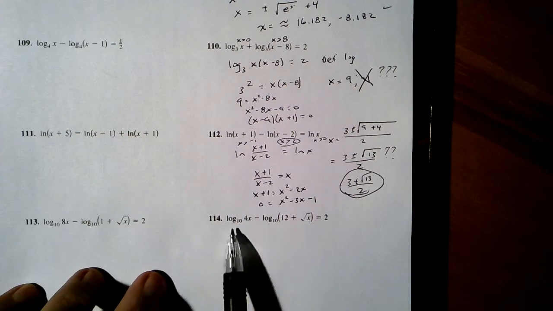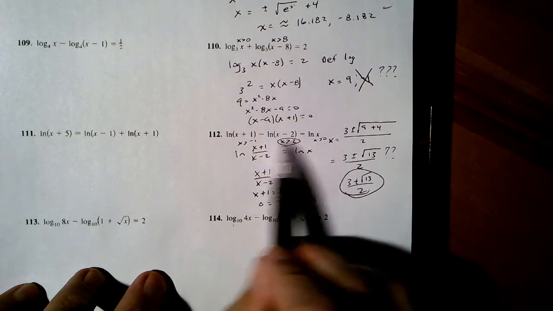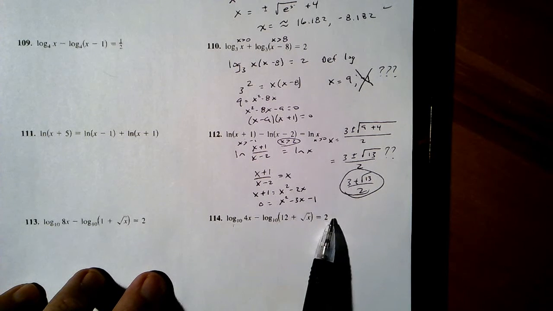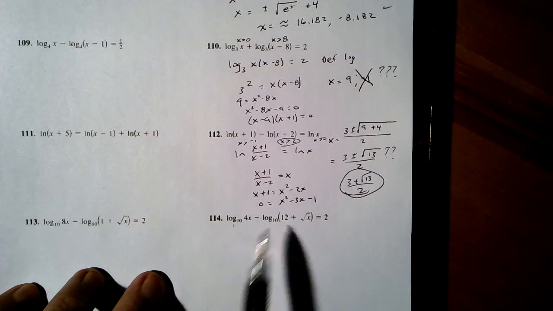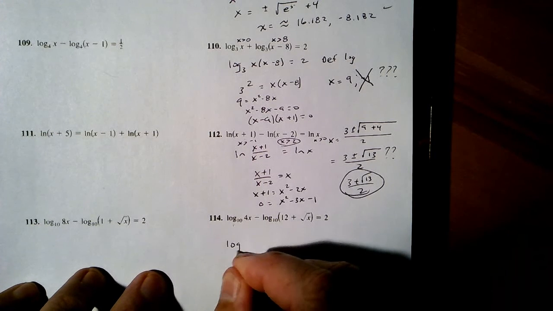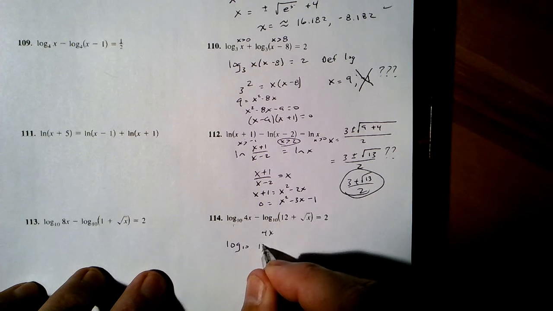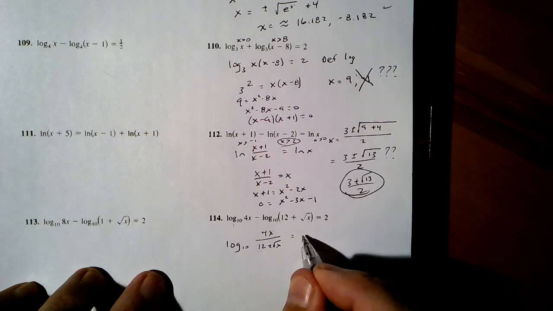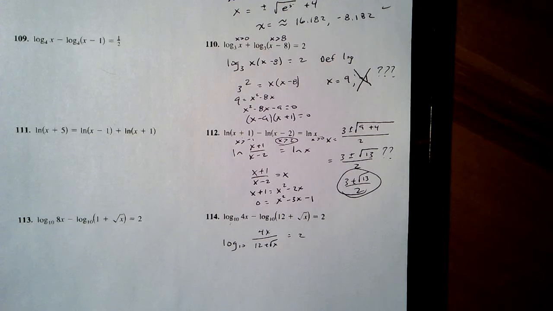Okay. So all log terms, smash them left, smash them right, drop the logs. Some log terms, group them on one side, they are, smash them together, I will. Log base 10 of 4x on 12 plus the square root of x equals 2. Going to be ugly here for a little bit before we clean it up.